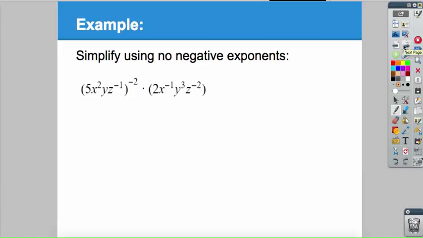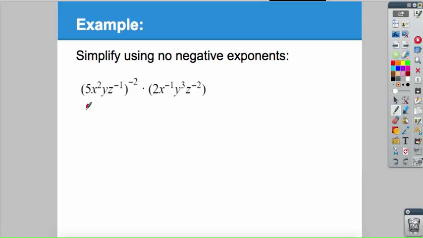Now here we have an example where we have a bunch of negative exponents happening with some multiplication and we've got multiple terms. So here's what I would recommend that we do before we get too carried away. Simplify like we have, assuming that this is not a negative exponent.